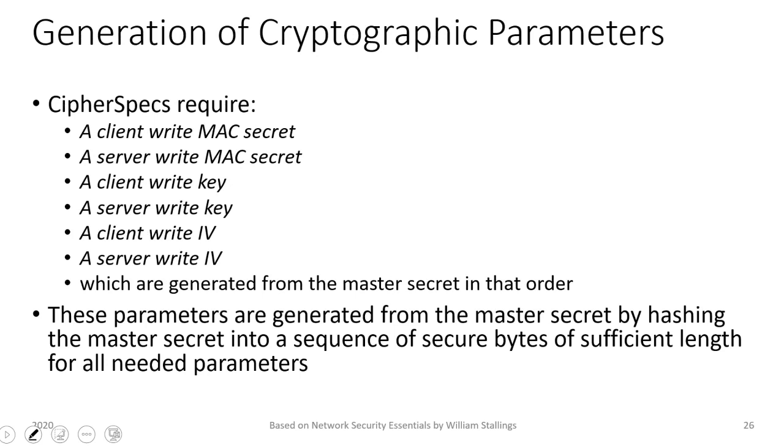As part of using the master secret, a number of different cryptographic parameters will be generated. The master secret is the main cryptographic key, and using that a number of additional cipher specs will be created. One is client write MAC secret, server write MAC secret, client write key, server write key, and so on. These will be generated as part of a set of cryptographic parameters.